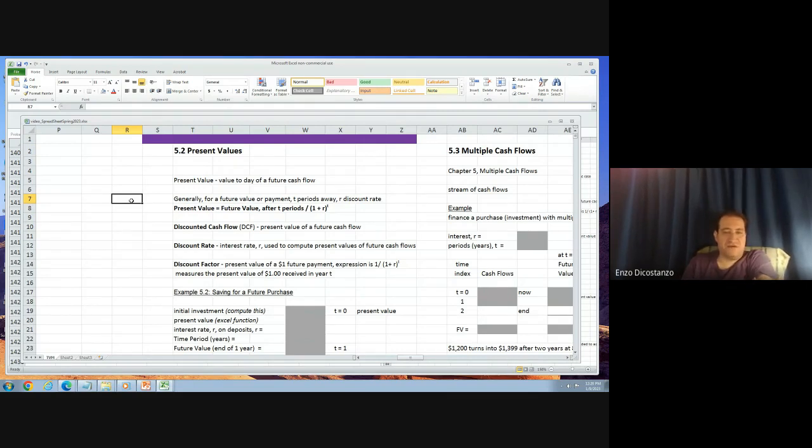But the future value or payment T periods away at a discount rate R. So the present value equals the future value after T periods, and you divide by 1 plus R to the T power. Okay. And this is all in the textbook with the discounted cash flow. It's the present value of multiple future cash flows at a discount rate.